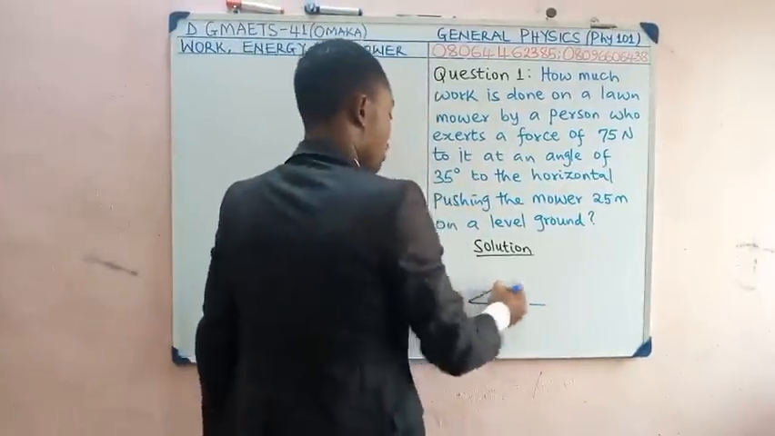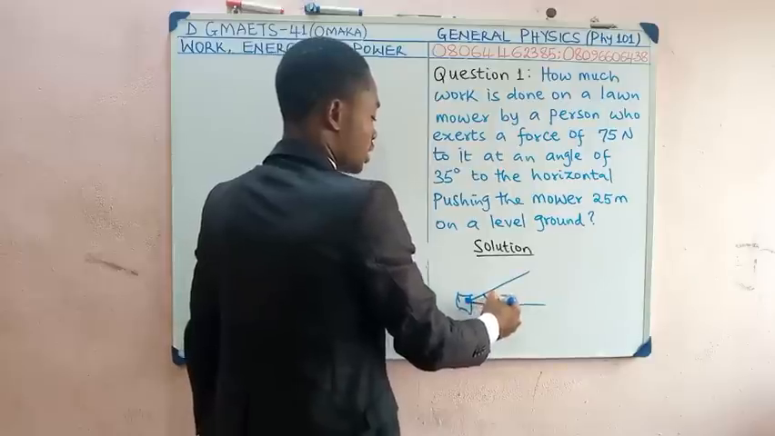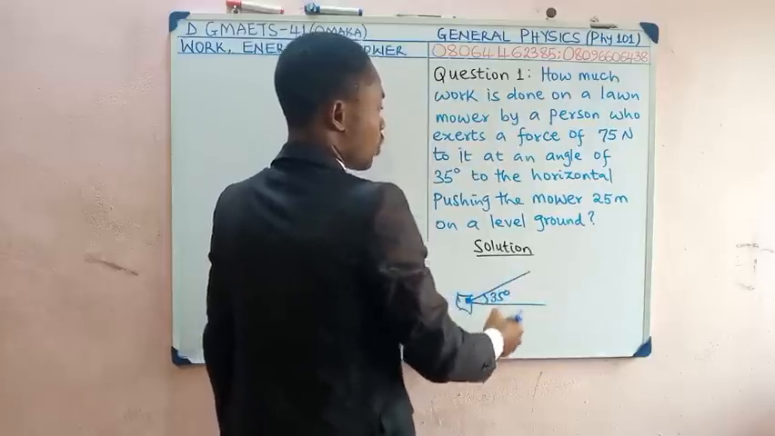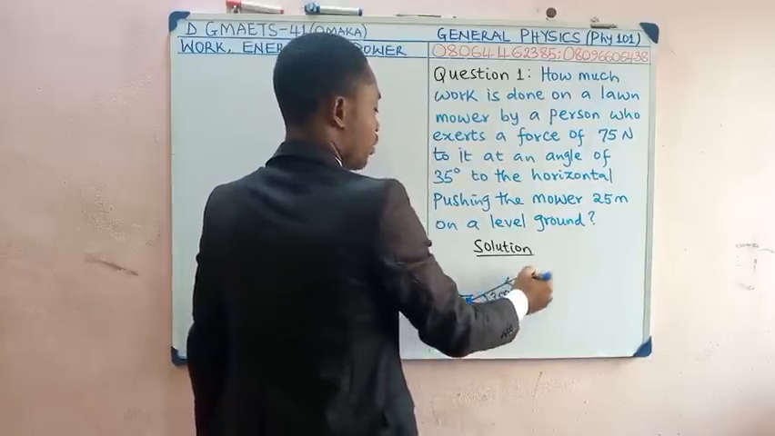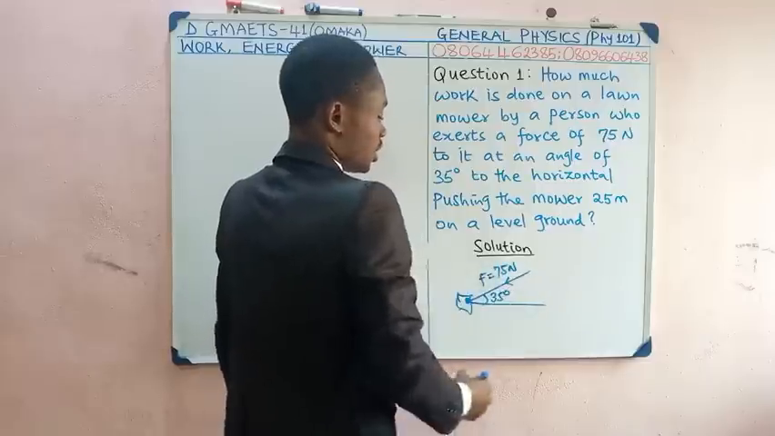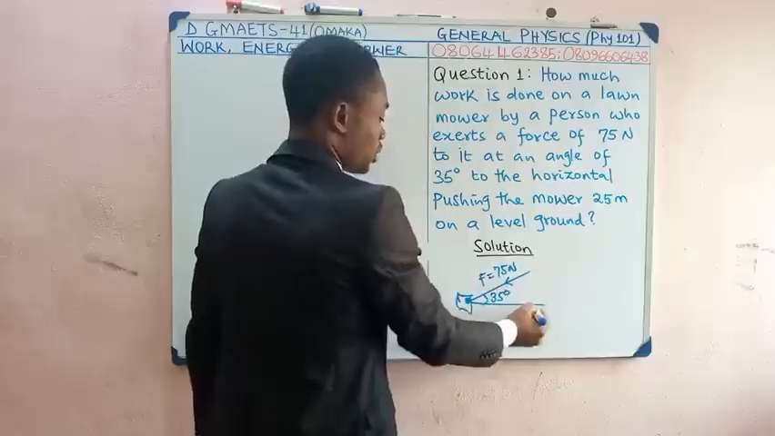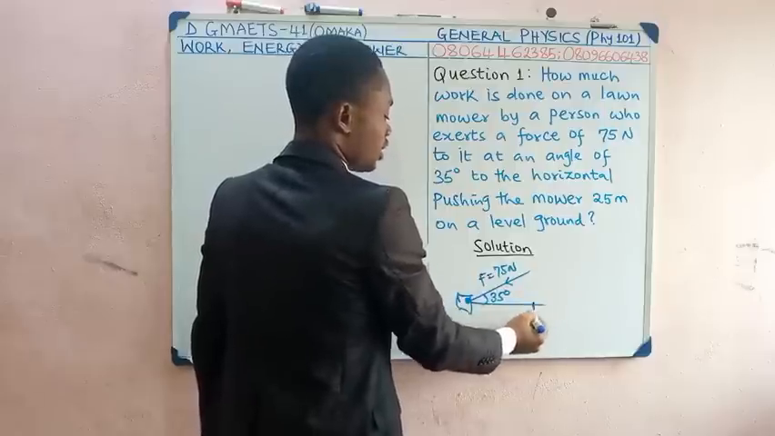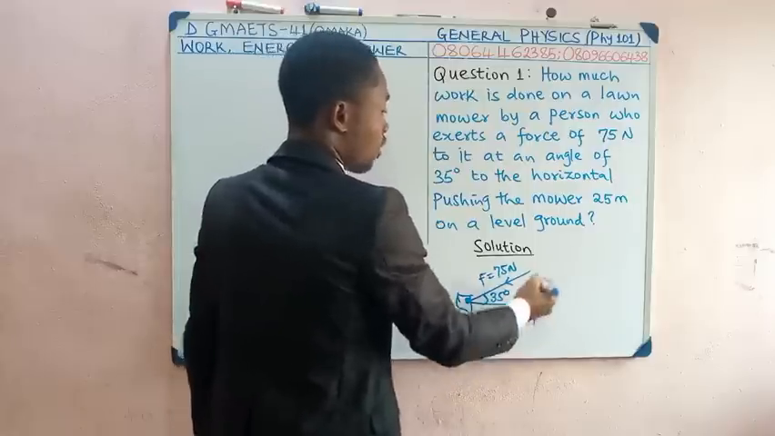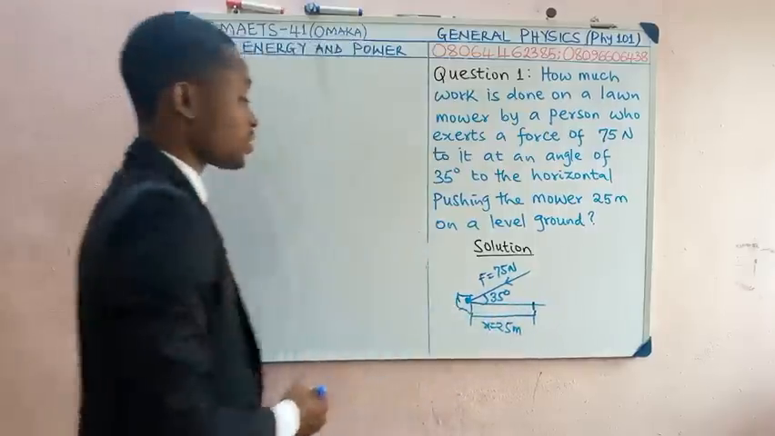A sketch of the diagram is really something like this. So let's say the lawnmower is here, you know. So this angle is 35 degrees. Then the force applied, force is equal to 75 Newton. And then the distance covered, when pushing this, let's say the lawnmower was here initially, when pushing it to this point, the distance covered is 25 meters. Alright, so let's say x equal to 25 meters.